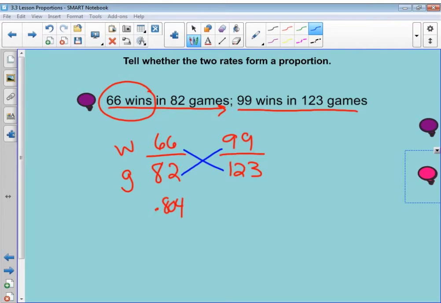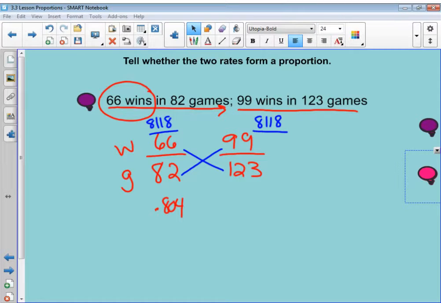So if I do 123 times 66, it's going to give me 8,118. Okay, if I do 82 times 99, I did get the exact same answer. To me, it's just easier to compare this versus those really long decimal numbers. Even though the first three digits were the same, you never know if you get a long decimal number, if it changes further back, unless you write it all down, and that's kind of time consuming. So in this question, were the rates proportional? This would be a yes, they were proportional.